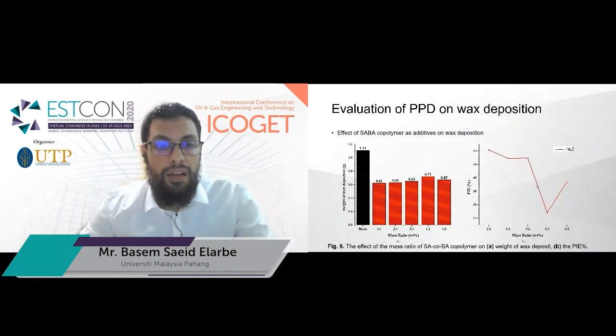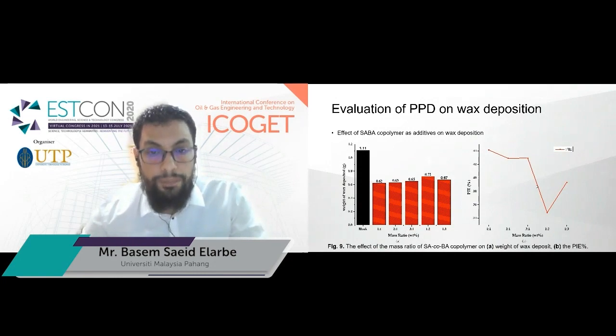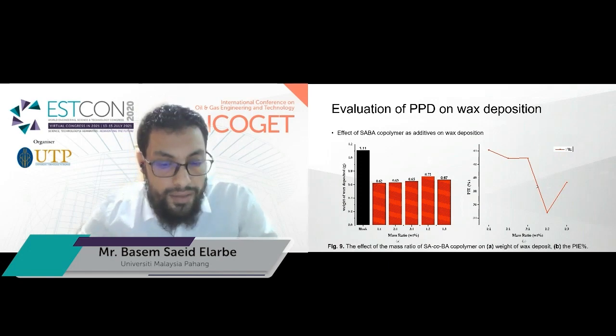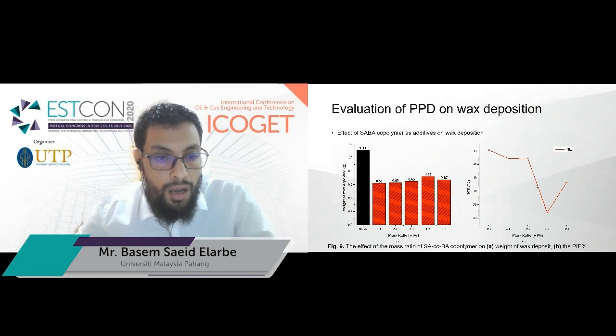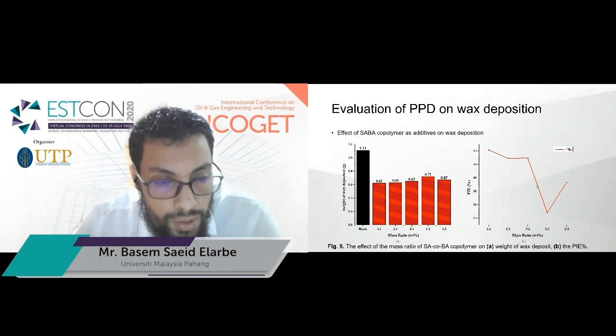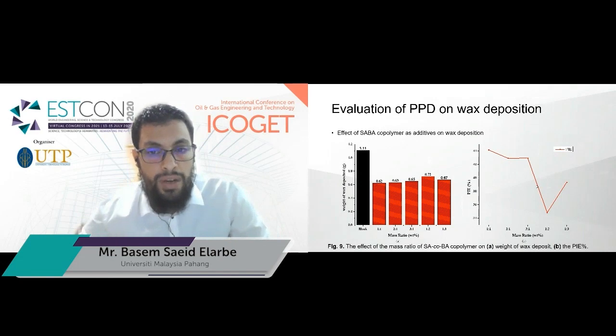And the evaluation of the pour point on the wax deposition. The amount of wax deposit of the blank crude oil was 1.1 gram, compared with the treated crude oil, which was successfully decreased to 0.62. So the highest WIE was around 44%.